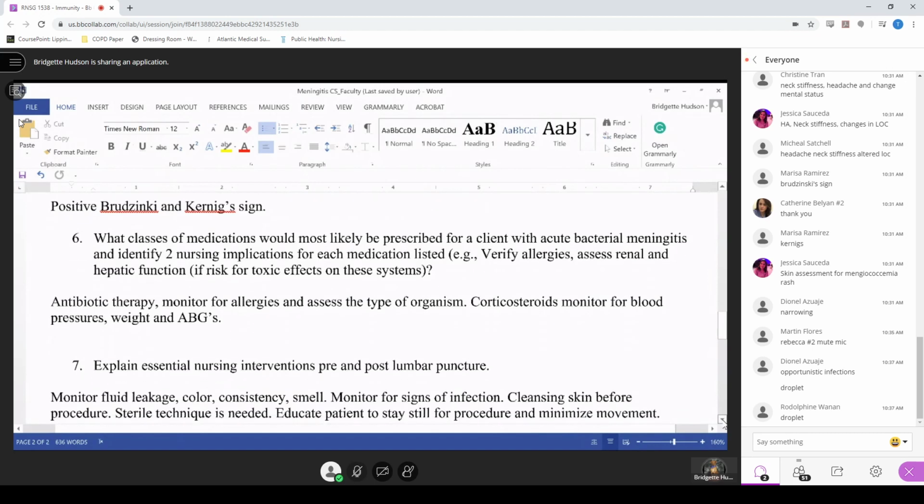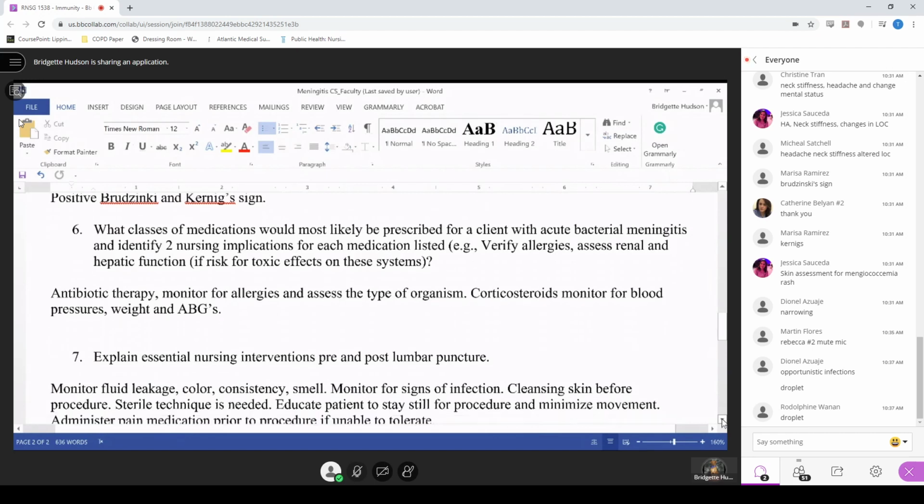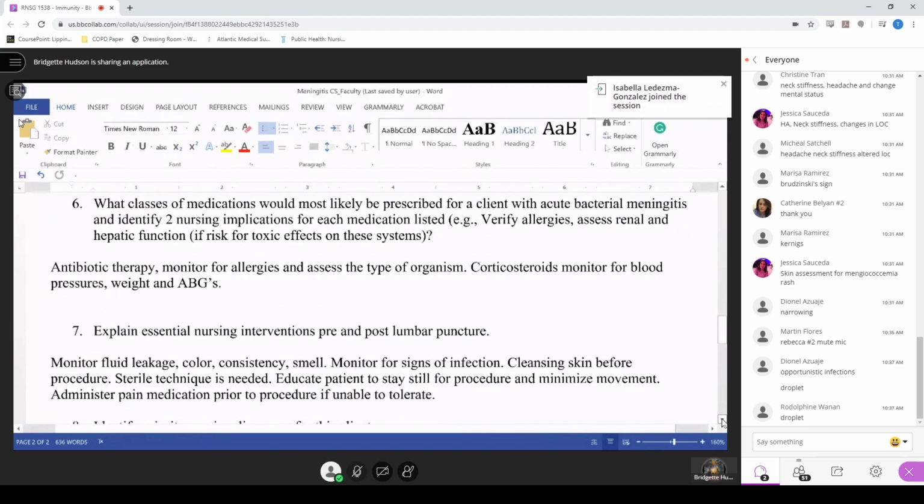We're going to look for fluid leakage, consistency, smell, and monitor for signs and symptoms of infection. Make sure the skin's been cleaned before the procedure, they use sterile technique, and then educate the patient to stay still for the procedure and minimize movement. Usually the babies, we just lay them back in the bed. Adults, we just give them the information, and then pain medication prior to the procedure if they're unable to tolerate it.